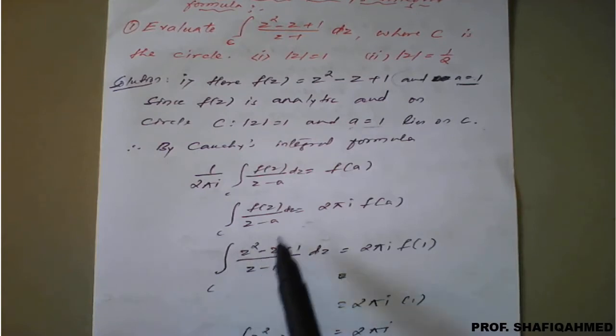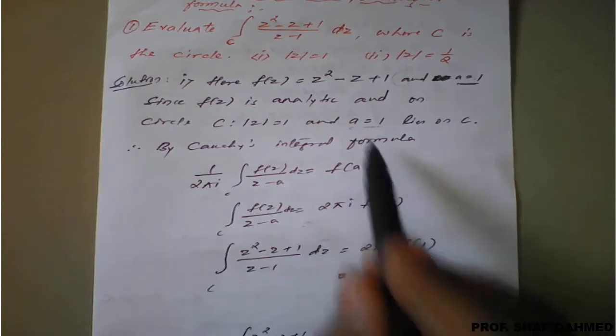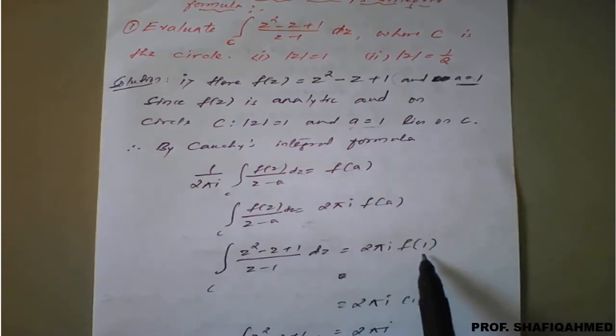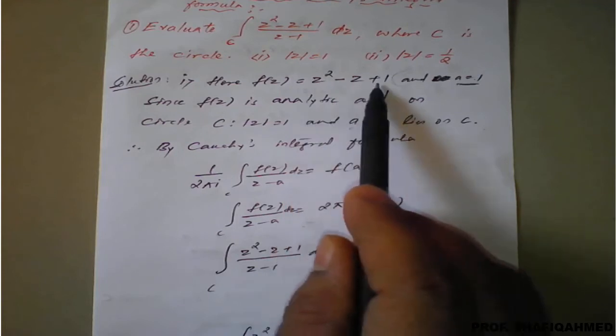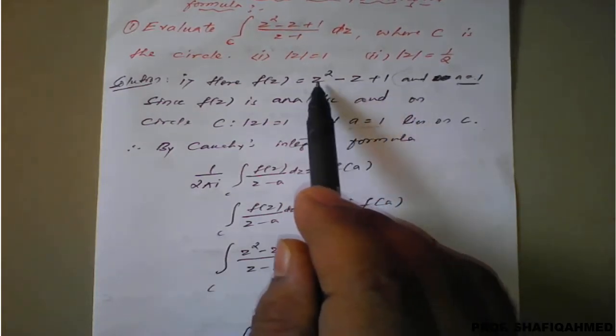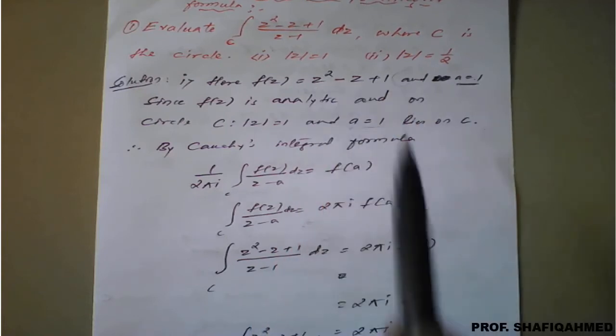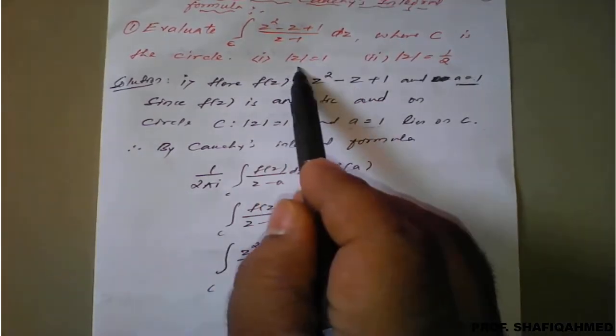So we get back our given question, which is equal to 2 pi i, and the value of a is 1, you replace it here. So f of 1 means replace z equal to 1 in this expression. So 1 squared is 1, minus 1 plus 1. So it will become 1 only, because plus 1 and minus 1 cancel. So this is the result for result number 1.